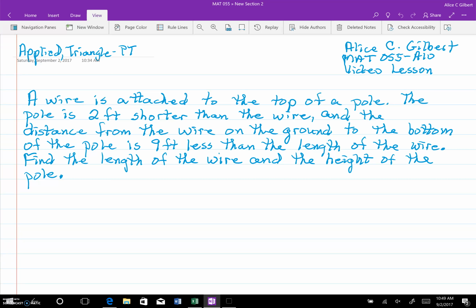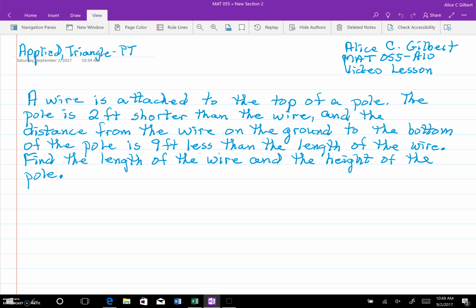Okay, so a wire is attached to the top of a pole. The pole is 2 feet shorter than the wire, and the distance from the wire on the ground to the bottom of the pole is 9 feet less than the length of the wire. Find the length of the wire and the height of the pole. Well, this sounds like a bunch of gobbledygook that I can't even begin to figure out, right? So be careful. We'll just take it one little step at a time.